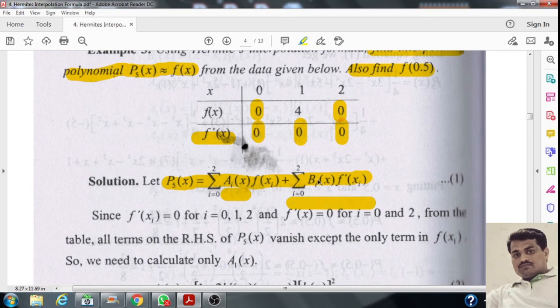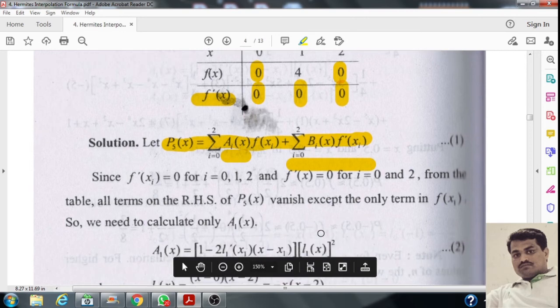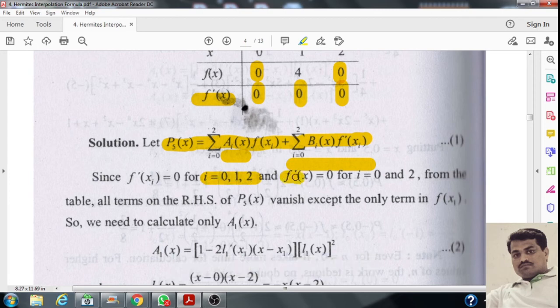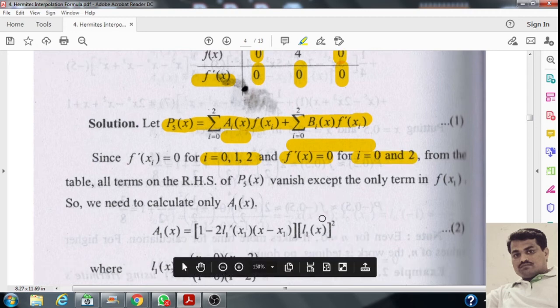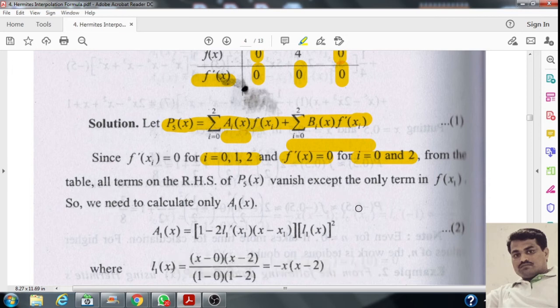Ultimately this first term will be 0 in the summation. Second term also will be 0 and third term will be 0. In short, f dash of xi is equal to 0 for i from 0 to 2, and f of x is 0 for i equal to 0 to 2. Hence for the given function, or for the given right hand side, only find out the a1x. All the remaining values vanish to 0.